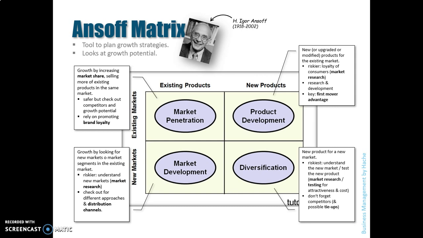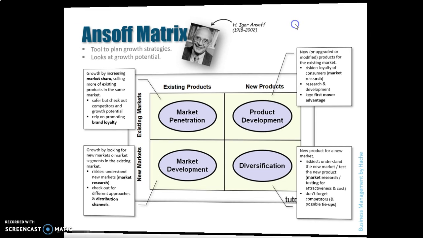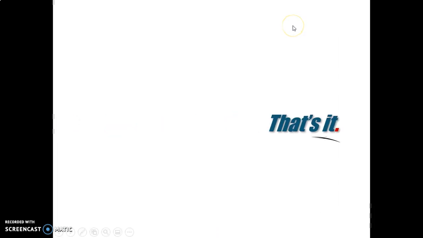Okay, so these were the two important planning tools I wanted to share with you: this SWOT analysis and the Ansoff matrix. And this is it for chapter 1.3, and that's all.